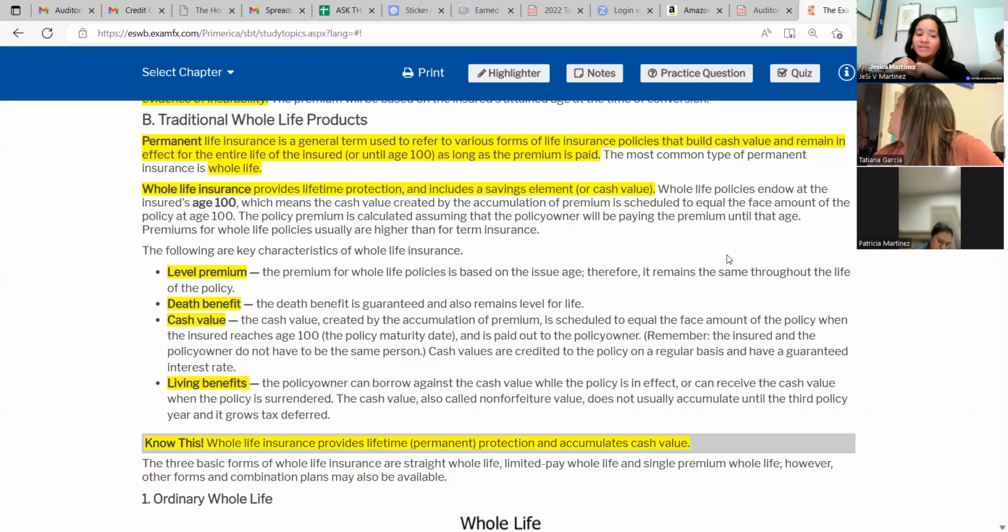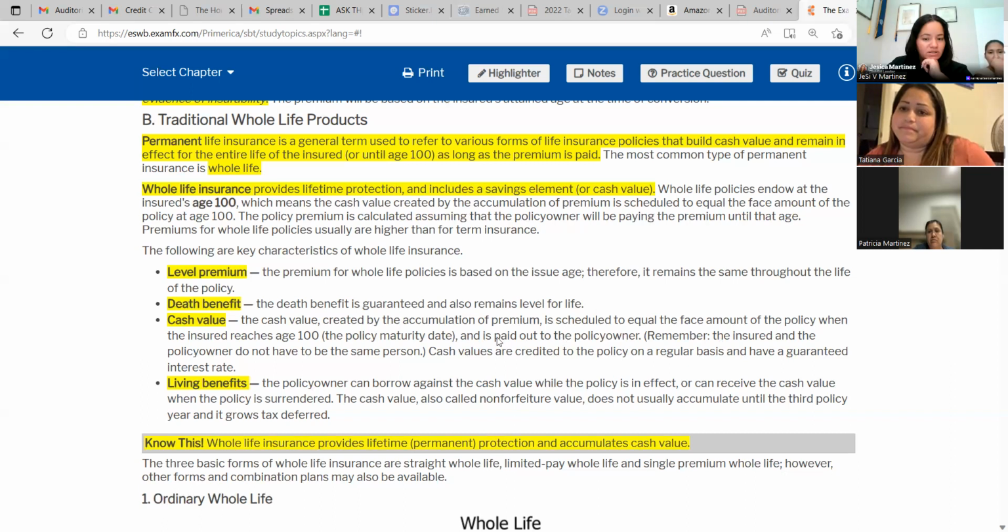The biggest difference is the next one, the cash value. We know term policies do not have cash value, but whole life products do. The cash value created by the accumulation of premium is scheduled to equal the face amount of the policy when the insured reaches the age of 100, which is the policy maturity date, and is paid out to the policy owner. Remember, the insured and the policy owner do not need to be the same person. Cash values are credited to the policy on a regular basis and have a guaranteed interest rate. When people see that, they know it's generating interest, and that's how people get excited about them.